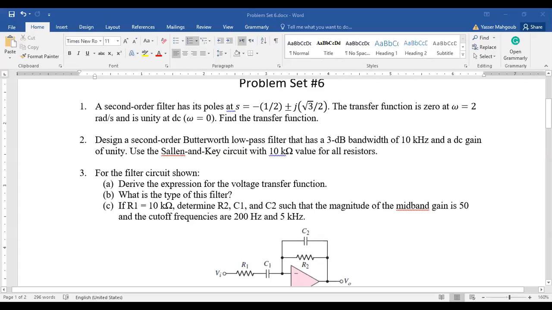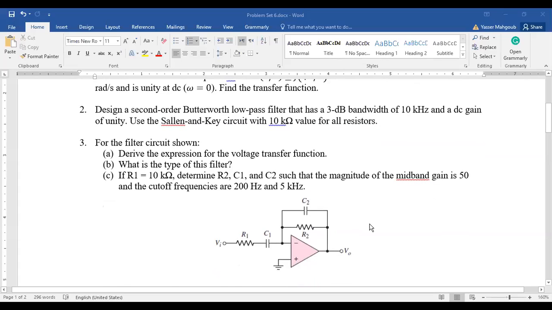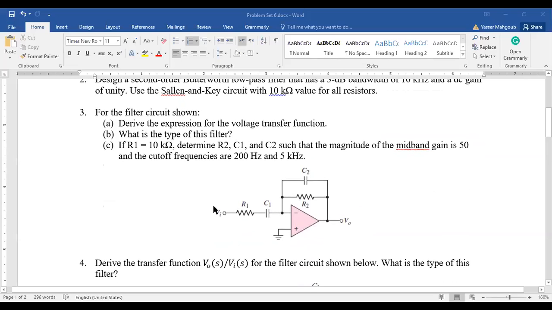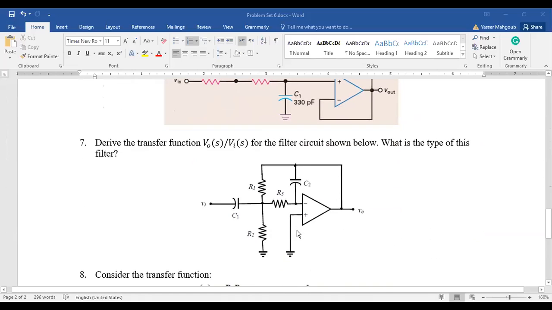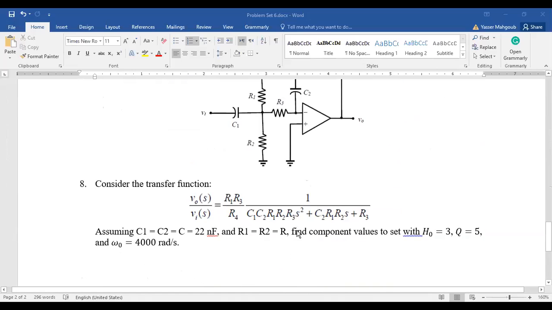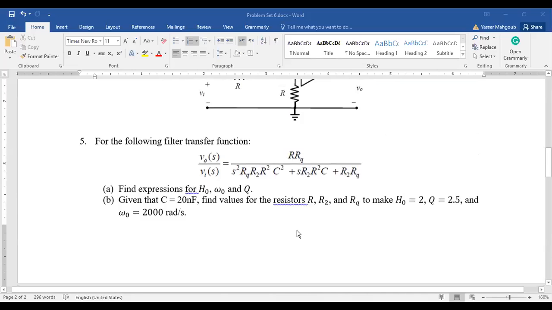So let me stop this and go back to the Word file. Okay. So the third question is, and you have to expect something like this in the exam, you need to find the transfer function of a circuit. I'll give you a circuit like this, or like this one, or like this one, and I ask you to find the transfer function of the circuit. So this is why we have many questions here to find the transfer function of them.